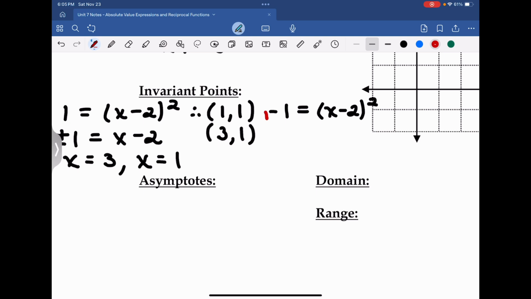Well, if I square root both sides, oh yikes, this is not good. If I square root this side and square root this side, we cannot square root a negative. This doesn't work. Square root of negative 1 does not exist, or DNE. And if it does not exist, then we're not going to consider an invariant point where y is equal to negative 1. This would be bad. So our two invariant points are going to occur at 1 and 1 and 3 and 1.